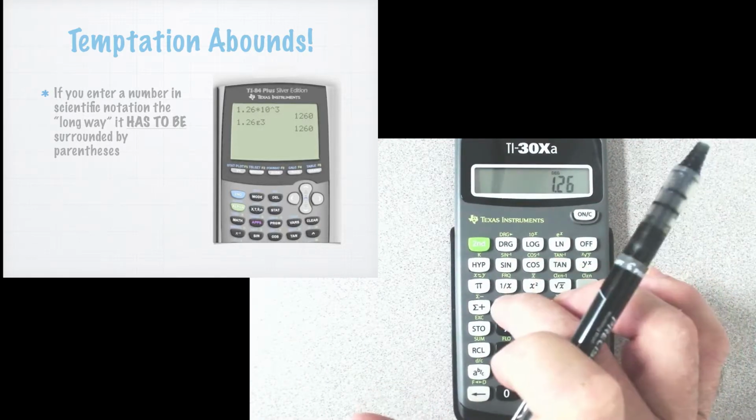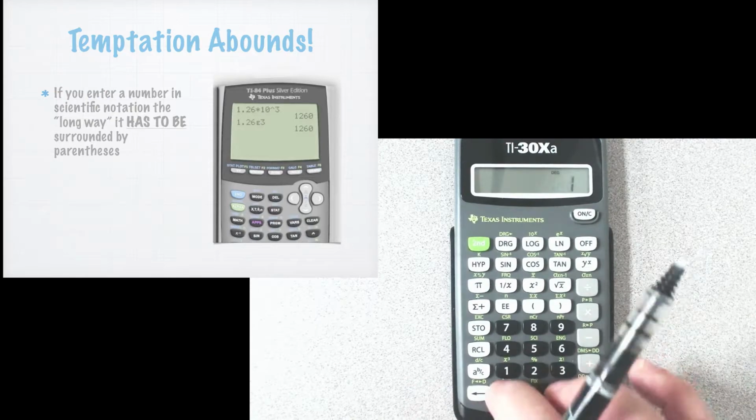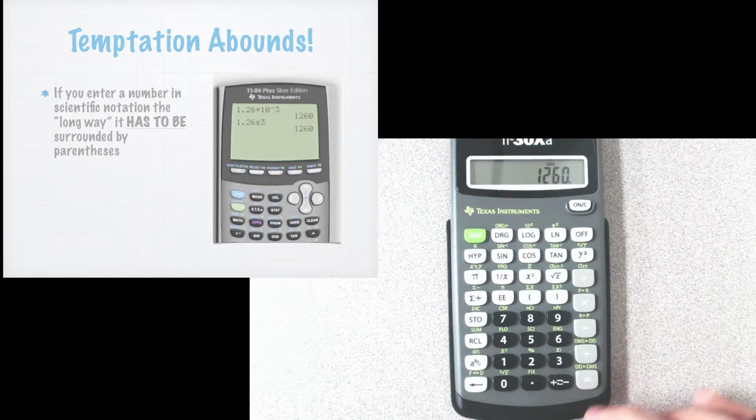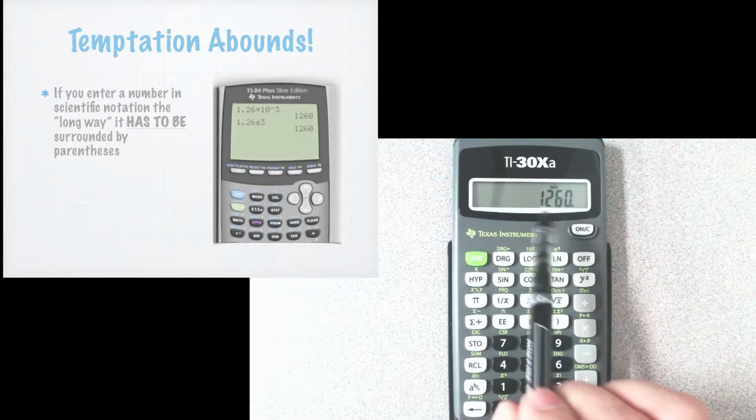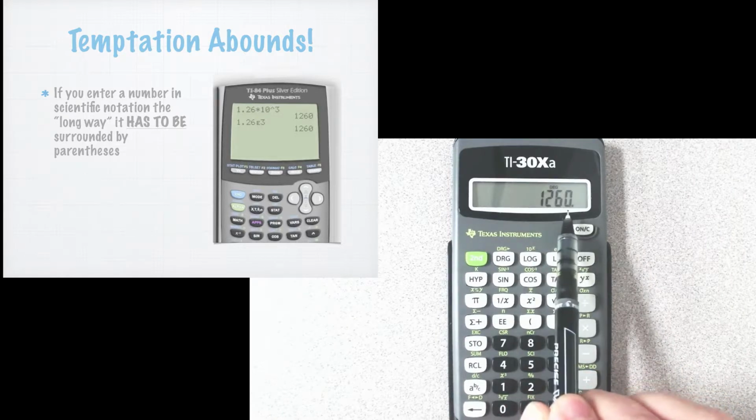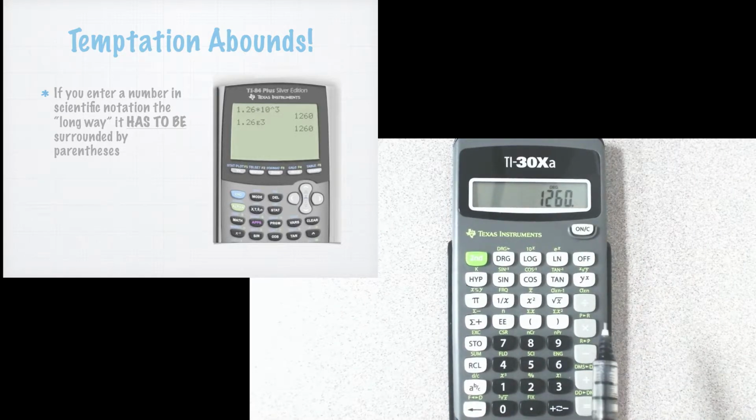1.26 times 10 raised to the third power, 1260. So you can see there I got the correct number, doing it the same way they do on the slide. That is a very bad way to do it. I do not recommend that at all. It will get you into serious trouble when we start to do calculations. So again, I recommend always using scientific notation, like in this case, 1.26 times 10 to the third.